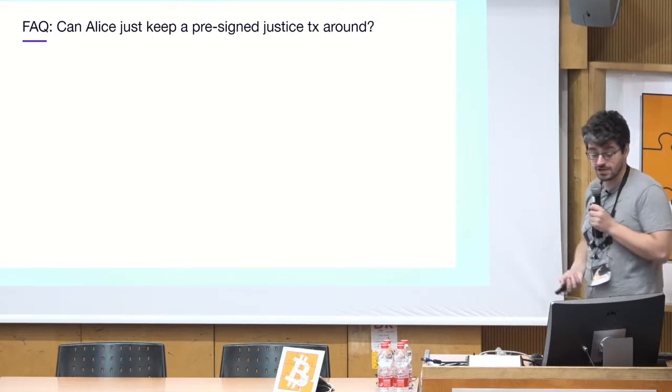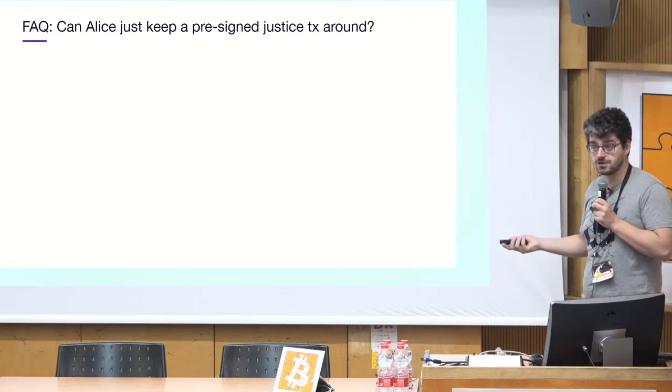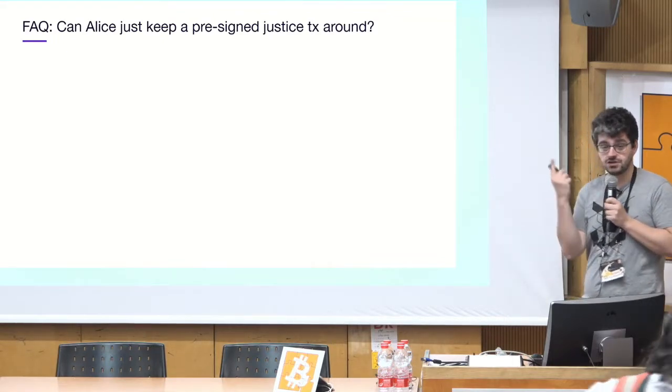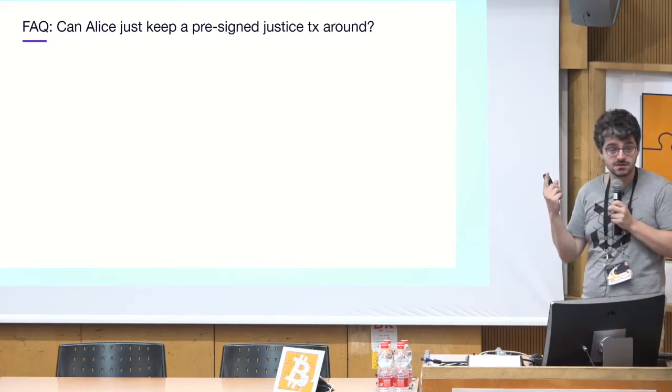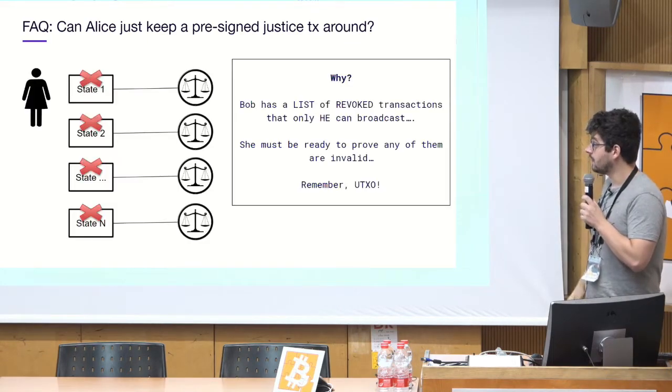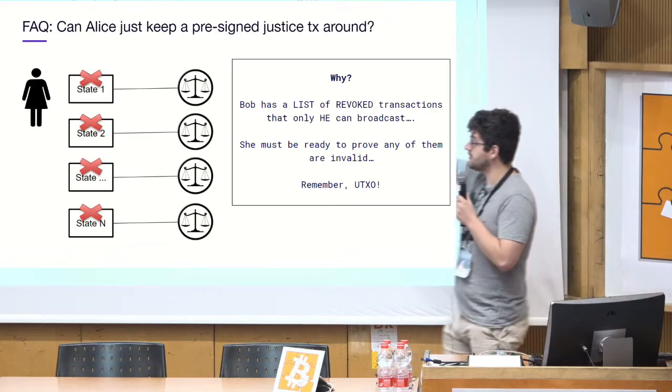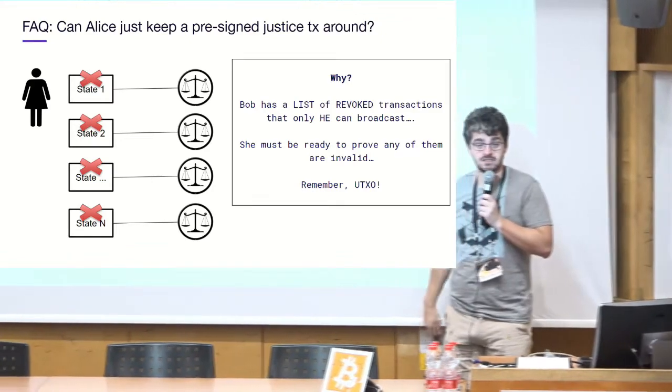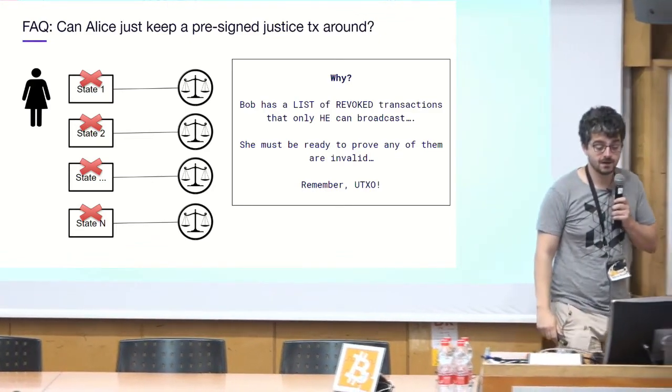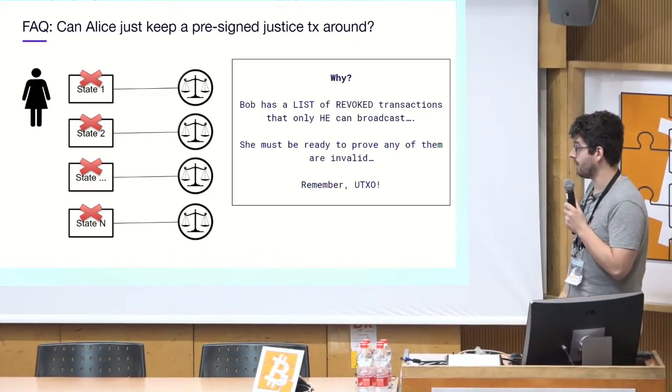Now, one question is, what about the justice transaction? Is there just one justice transaction that Alice needs to keep around? No. There needs to be a unique justice transaction for every single state that was ever agreed in the channel. And that's going to become problematic later on.